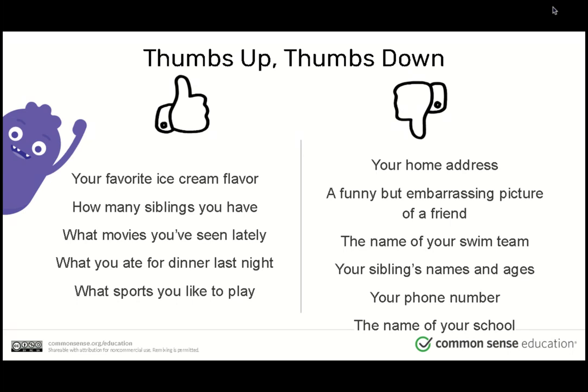Private information that we should not share is your home address, a funny but embarrassing picture of a friend, the name of your swim team, your siblings' names and ages, your phone number, and the name of your school. That is information that if someone had it, they could pretend to be you online or figure out who you are or where you live. And we should never share pictures of our friends online without their permission, especially if it's an embarrassing picture that might make them upset if it was posted online.